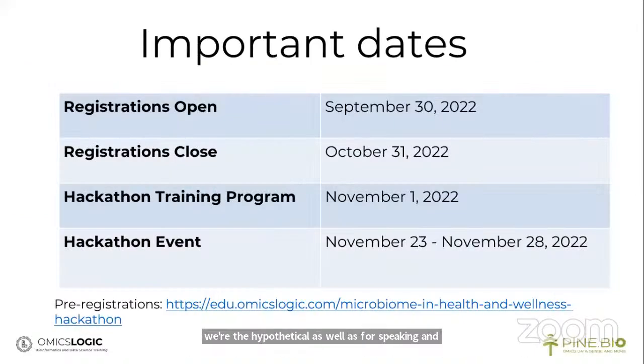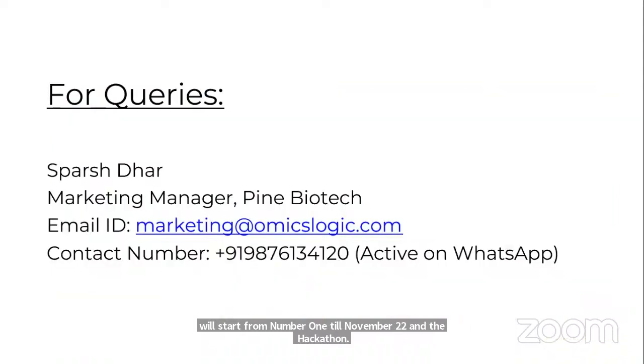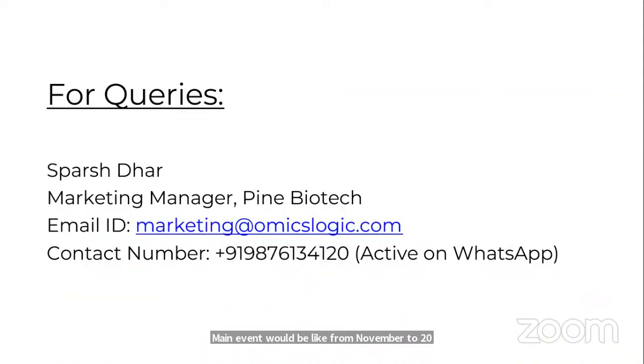Now, these are some important dates which one should remember. So the registrations will get closed this week, like the upcoming Monday, October 31. And then the hackathon training program will start from November 1 till November 22. And the hackathon main event would be from November 23rd until November 28th. So this was briefly about the registrations, the resources one would have access to, and the important days which you all need to remember.